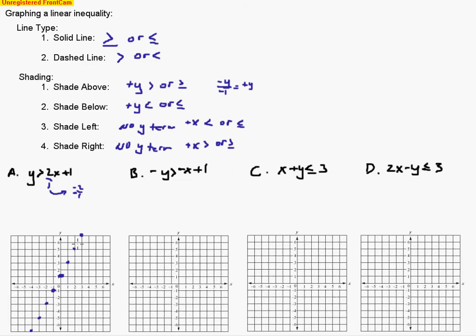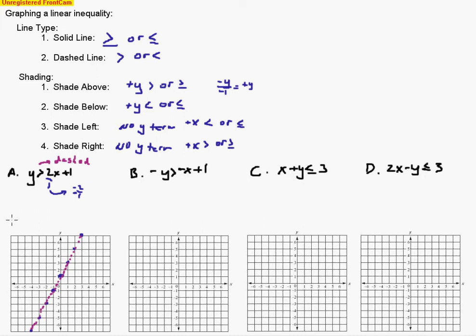Before we draw the line, let's look at the type of line we have. You see it is a greater than symbol. So greater means that it's just going to be a dashed line, because we do not have that line underneath. So you're going to draw dashes where the line would be. And what this line represents is the division between possible solutions and things that are not solutions.